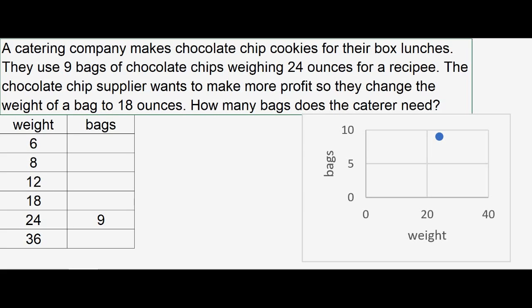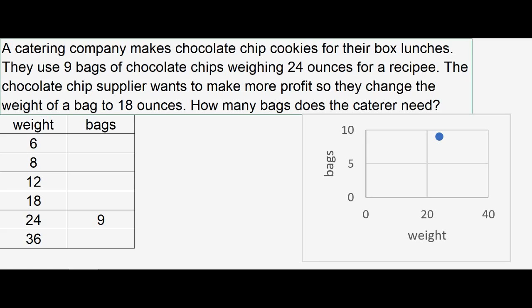Take a look at this question now. Same story, different approach. So they use 9 bags of chocolate chips, weighing 24 ounces each. The chocolate chip supplier doesn't want to raise the price, but they want to make more money.